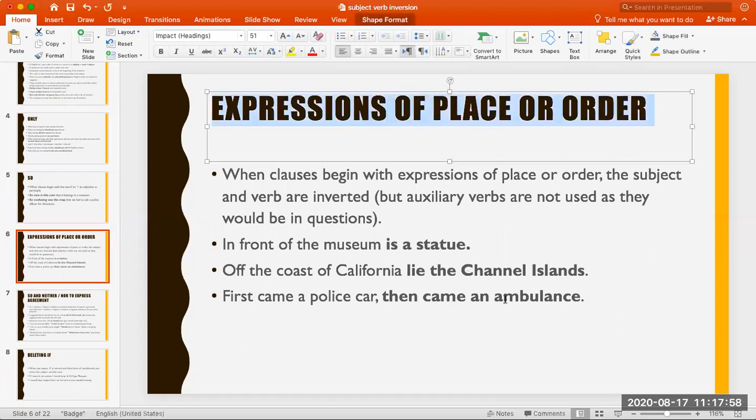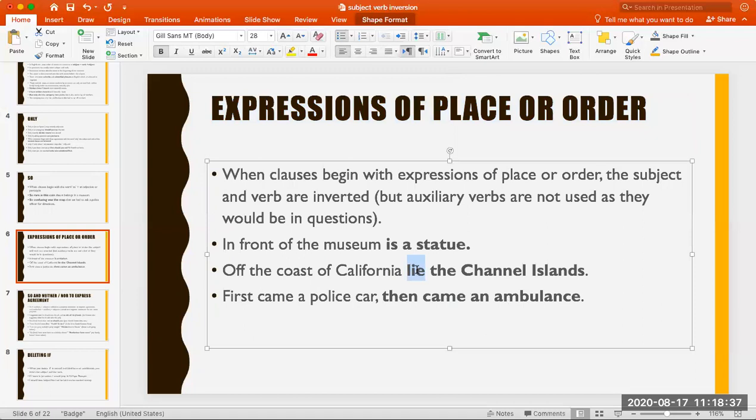Now, in certain expressions of place, we usually invert the subject and the verb. And pay attention here, sometimes the verb to be comes before the subject, and sometimes the ordinary verb, the main verb. You don't have to use a verb to be, a verb to do. So in front of the museum is a statue. Off the coast of California lie the Channel Islands. Originally, the Channel Islands lie off the coast of California.